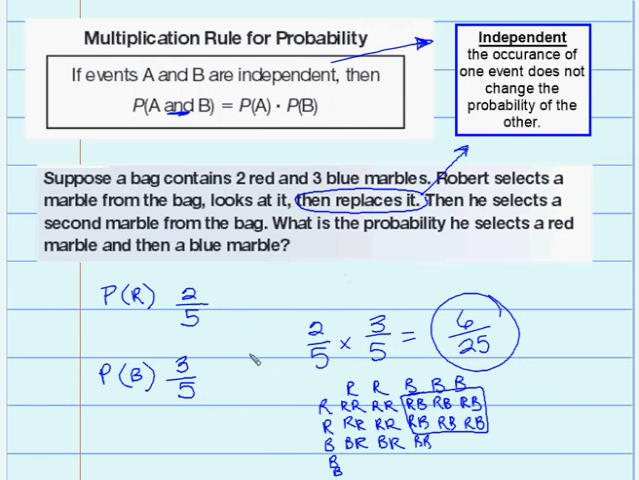And so that's how you can illustrate that using a table or a tree diagram. But I think you'll find that finding the independent event probabilities and then multiplying them is a whole lot simpler. Okay, so just an introduction into the multiplication rule for probability.